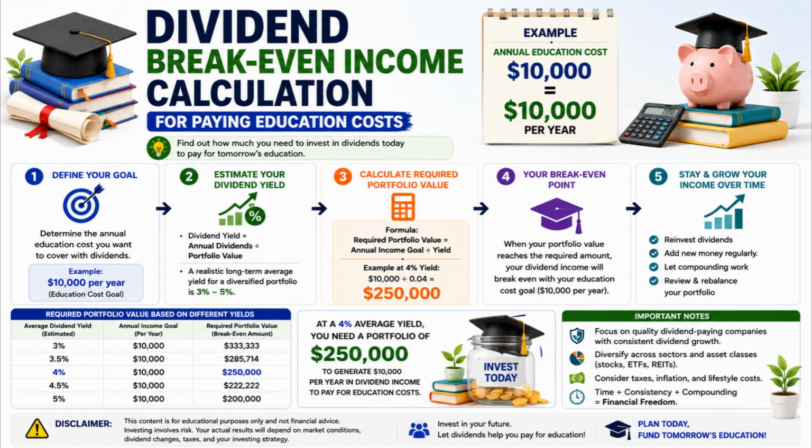For this reason, it is better to focus on quality dividend-paying companies, ETFs, or REITs with consistent dividend growth. Diversifying across different sectors and asset classes can also help reduce risk and make your dividend income more stable over time. In addition, taxes, inflation, market conditions, dividend changes, and lifestyle costs can affect your actual results. Education costs may also rise over time, so these numbers should be treated as estimates, not guaranteed income.